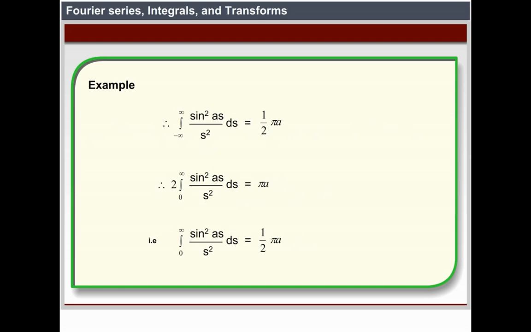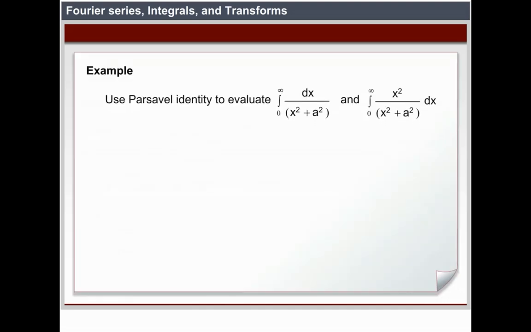Example: use Parseval identity to evaluate integral 0 to infinity dx by x square plus a square and integral 0 to infinity x square by x square plus a square dx. Solution: let f of x equal to e power minus ax, then capital Fc of s equal to a divided by a square plus s square.